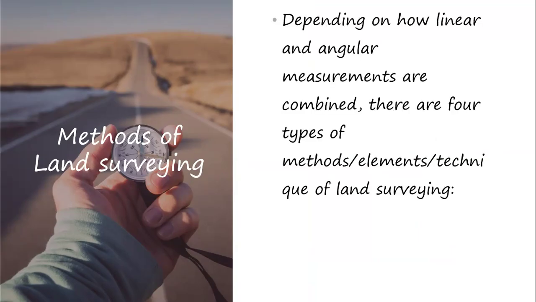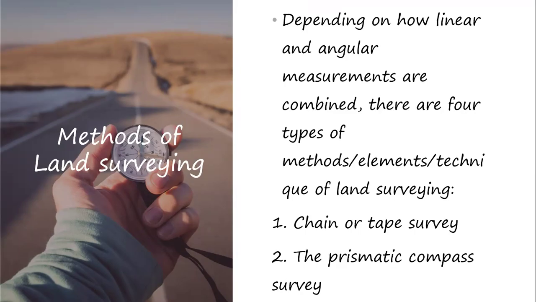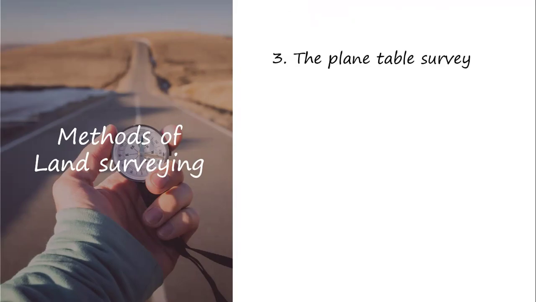Now, depending on how the various linear and angular measurements are combined, there are four types of methods, elements, techniques of land surveying. Now here, as follows, the first one is the chain or tape survey. So this is the first method or element or technique of land surveying. Then there's the prismatic compass survey. The other one is the plane table survey. The fourth one is the technique of leveling. So these are just the various methods of the land surveying.